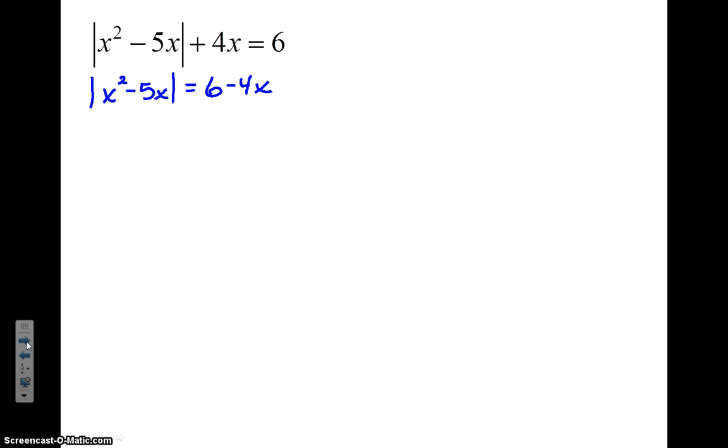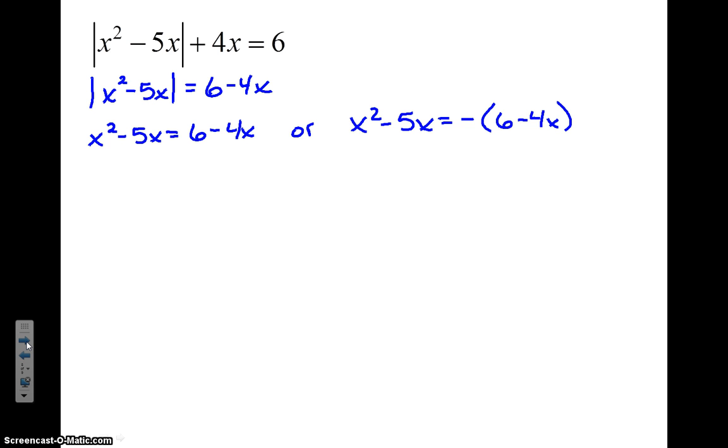So when we think about taking this expression and thinking about what it could be equal to, this expression of x squared minus 5x, if it's equal to 6 minus 4x, that could make both sides equal and our distances the same. Or I could have x squared minus 5x be equal to the opposite of what was there, which was that 6 minus 4x. So notice that I have a negative sign out in front, and I've put what was on that right side in parentheses. So I want to try and solve each of these.